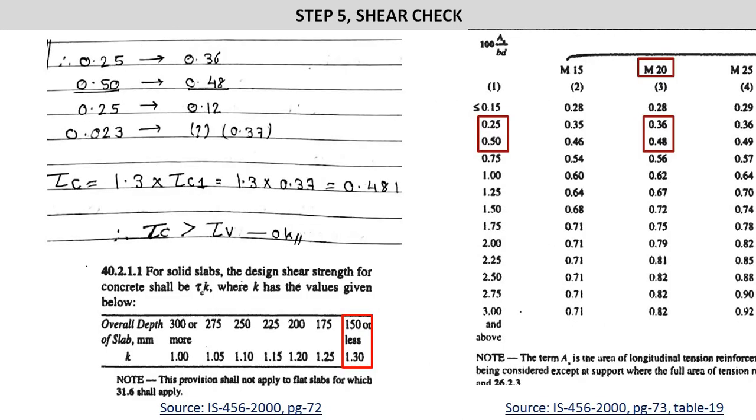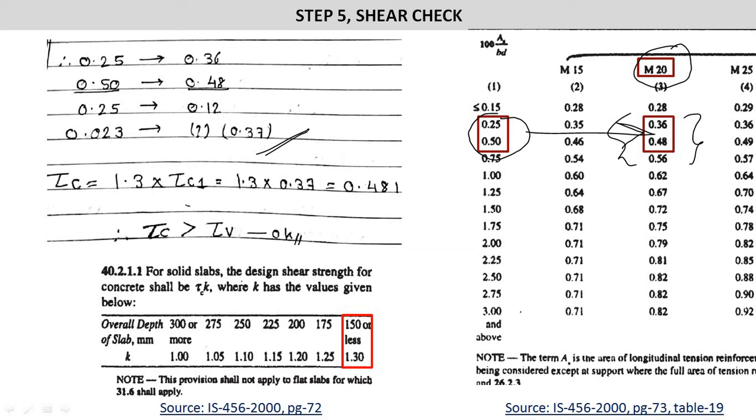By using that value of 0.273%, we have to go to page number 73 of IS 456-2000, table number 19, and we have to see the value which comes between these two. So our value is 0.273 and the grade of concrete is M20. We have to interpolate this value to calculate the value of tau c1. By interpolating, we have calculated the value of tau c1 as 0.37. So we have got 0.37, and next we have to find tau c.